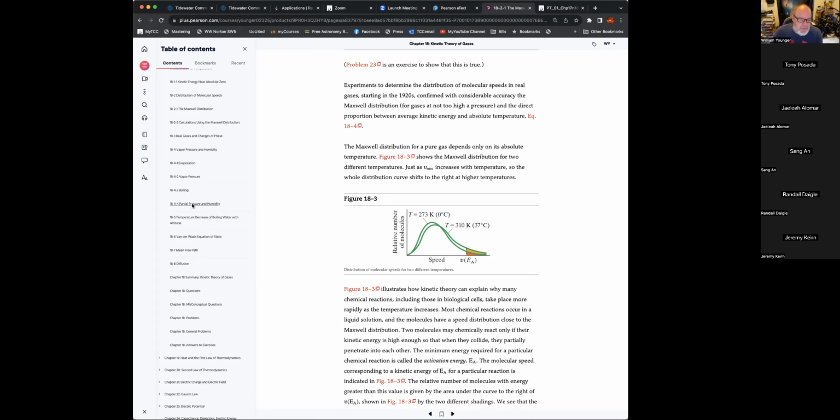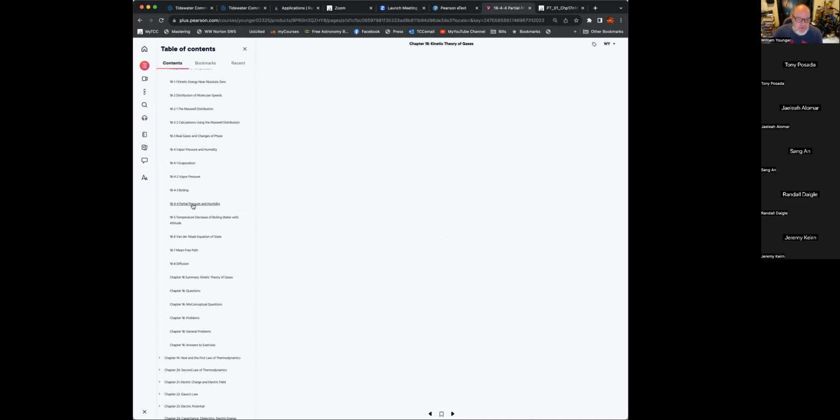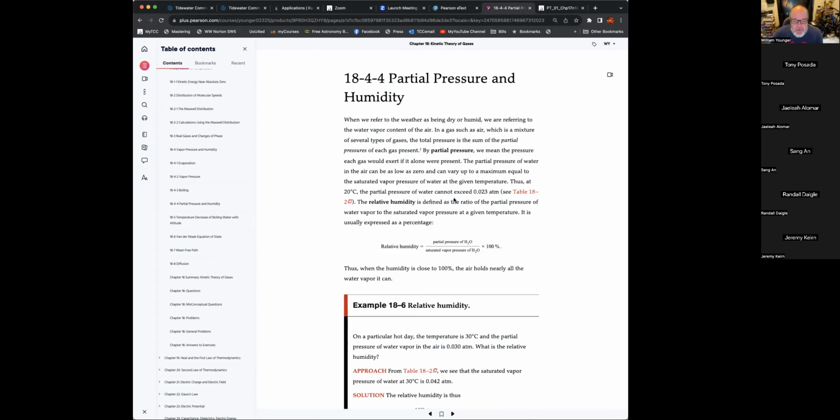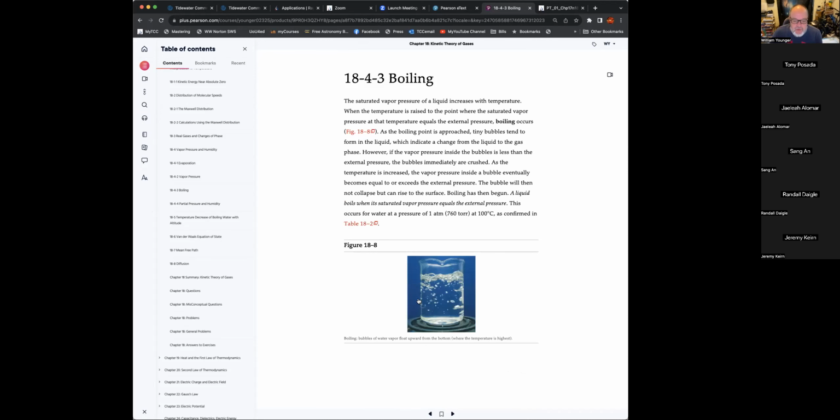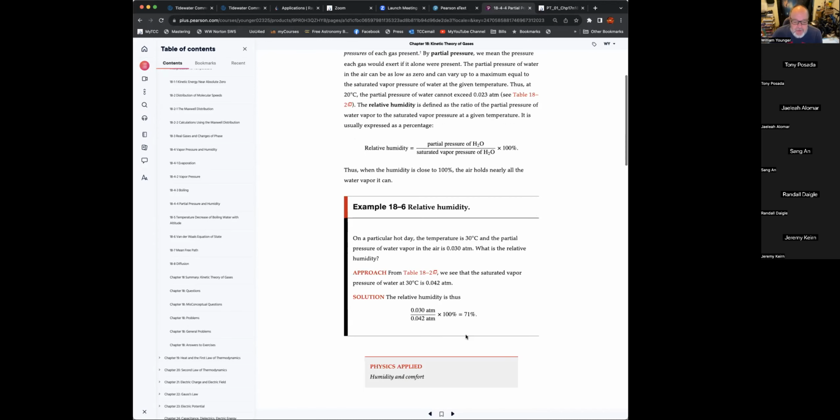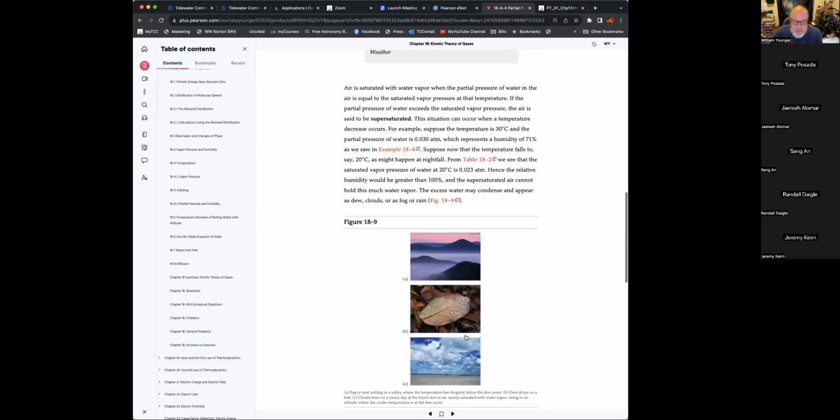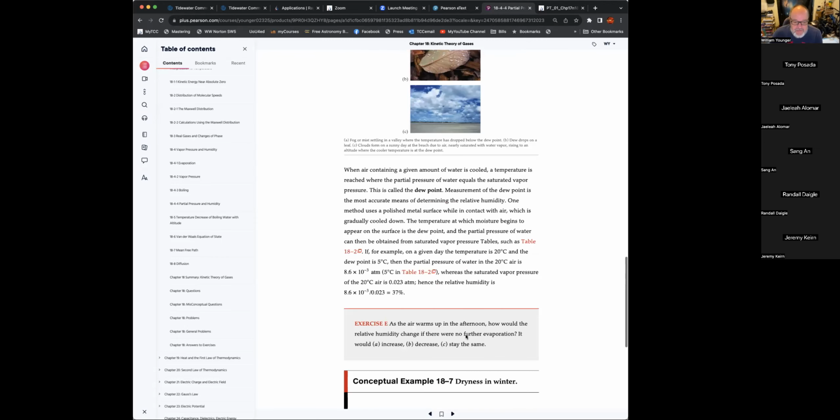All right, so let me show you that partial pressure and humidity situation. What we're talking about specifically is this formula right here, relative humidity. Relative humidity is the partial pressure of H2O divided by the saturated vapor pressure of H2O times 100%. In order to do this, you need this table right here. Obviously, if I give you a problem on that in your homework, it's not going to be that table. If I give you this problem on a test or on the homework, you're expected to actually use this.